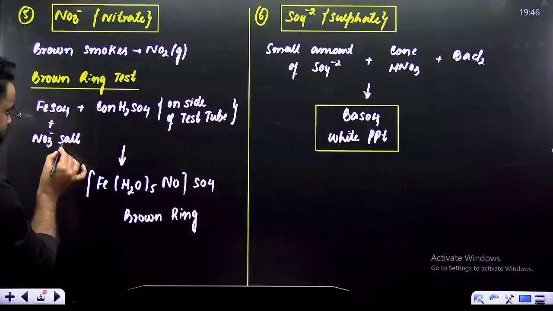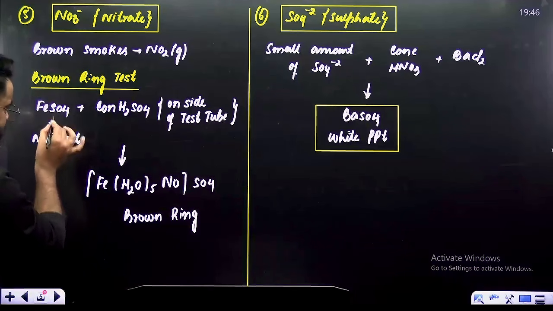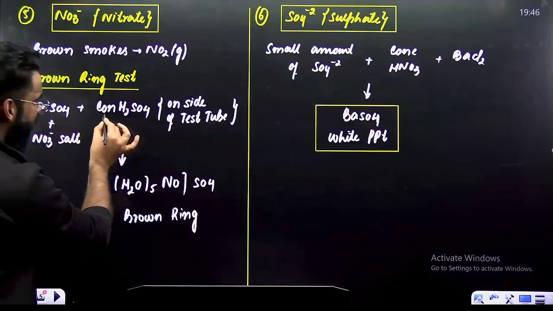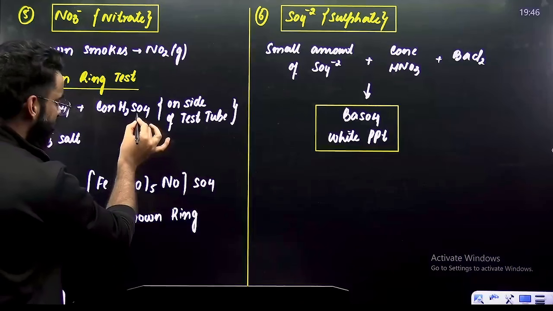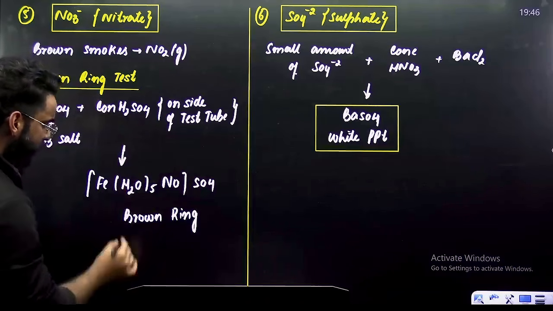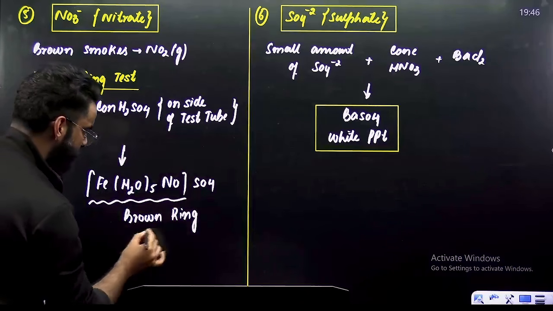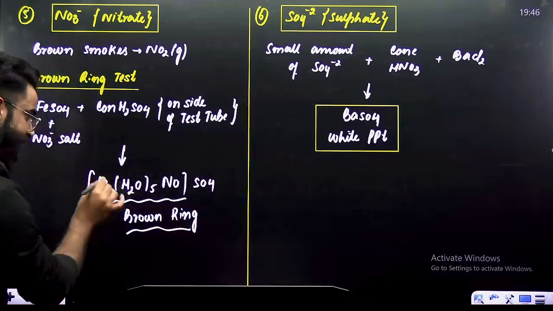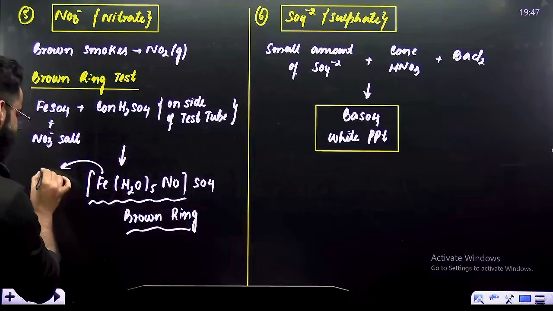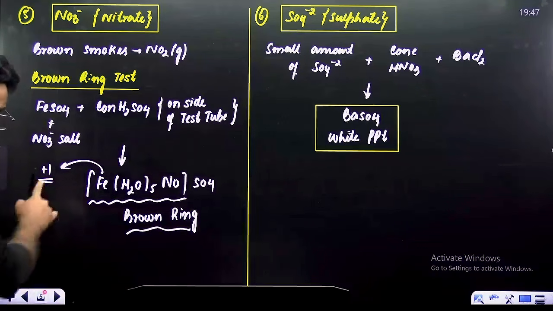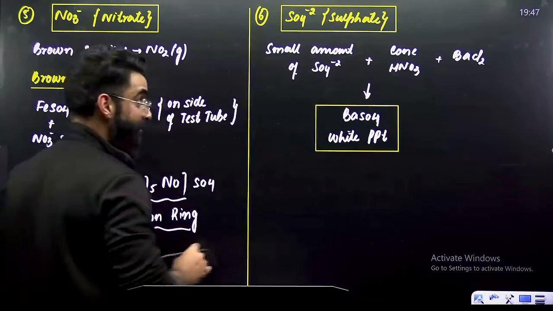FeSO4 plus NO3 negative salt, the salt of NO3 negative on treatment with FeSO4 and concentrated H2SO4. Perfect, right? What does it give? It forms this particular complex. You call this brown ring. And my dear students, one thing is important. In this brown ring complex, the oxidation state of iron is +1. Remember, this is asked again in your examination.